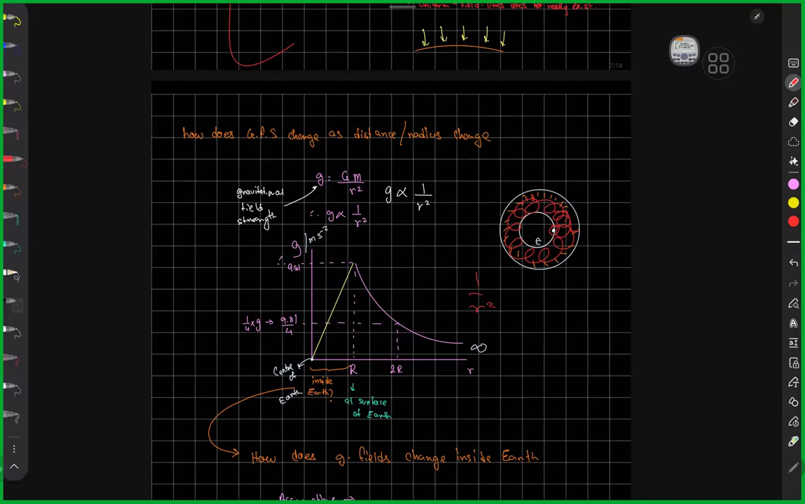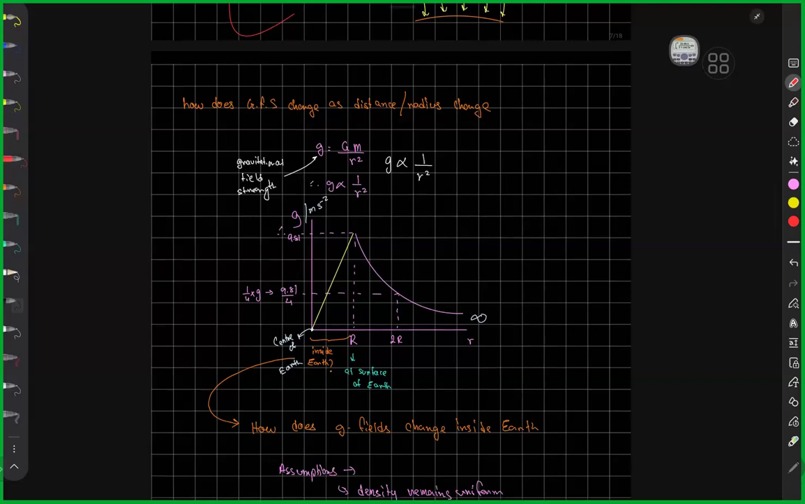And how does it decrease inside Earth? Any idea? It decreases inside Earth linearly. Linearly. This straight line is a linear demonstration. It is a linear decrease. And that is what I will prove to you with maths. Does it really decrease linearly?